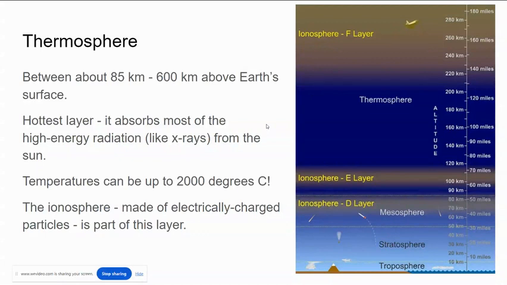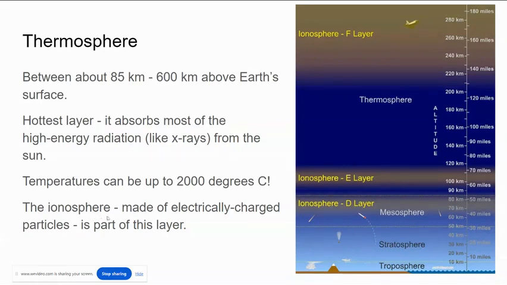Heat is a measure of the kinetic energy, the speed of molecules. And that layer is absorbing so much radiation from space that it's heating up. It gets really, really hot, 2,000 degrees Celsius. But if you stuck your hand out of the window, it would feel really cold because the particles are so far apart that you're not feeling them colliding with your hand. The air is so thin up there.